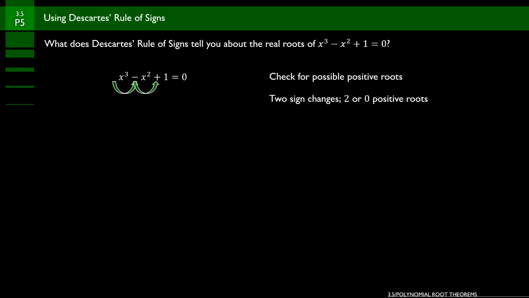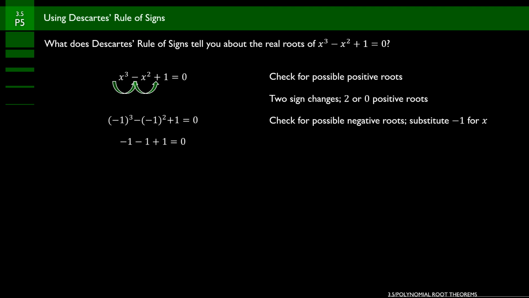Now, to figure out the possible negative roots, we're going to plug in negative 1 for each of our x's. So negative 1 cubed minus negative 1 squared plus 1. And all we care about is what the signs are. So negative 1 cubed is negative 1. Negative 1 squared is positive, but times a negative gives us negative 1. And then we bring down the positive 1. So we have one sign change from negative 1 to positive 1. That one sign change tells us there should be one negative root.